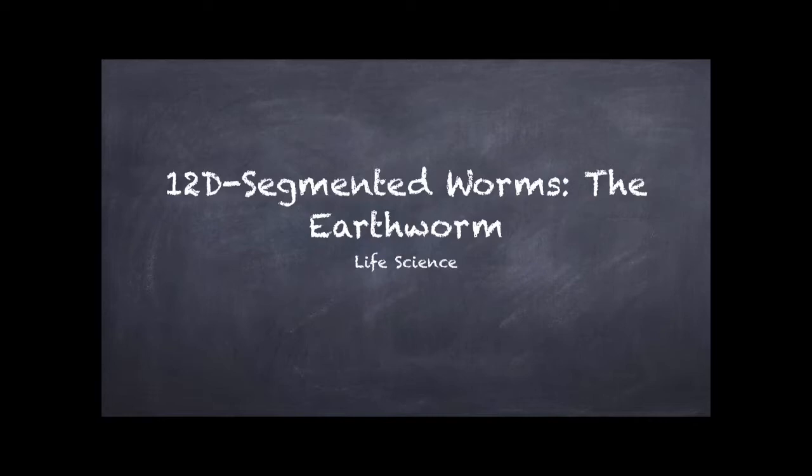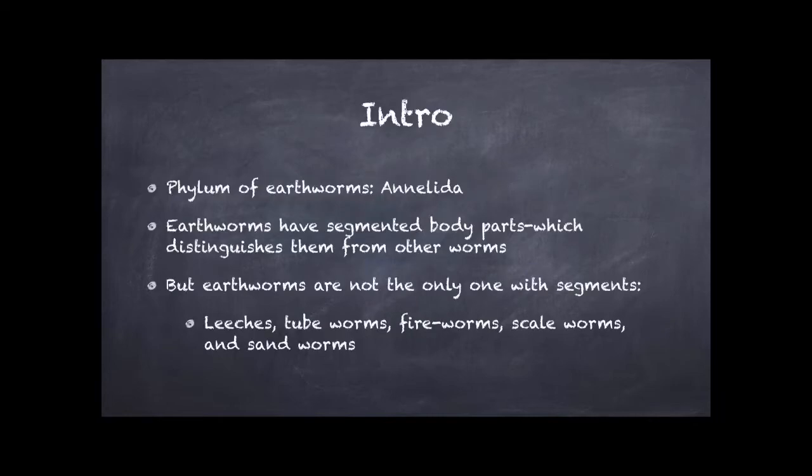In this section, we are going to talk about segmented worms, mainly focusing on the earthworm because that is a prime example of a segmented worm. We're going to talk about pretty much the makeup of the earthworm, like its muscles, how it moves, what it eats, what the insides of it are like, what the nerves are, and so on and so forth. So very interesting, very informative, so let's get started.